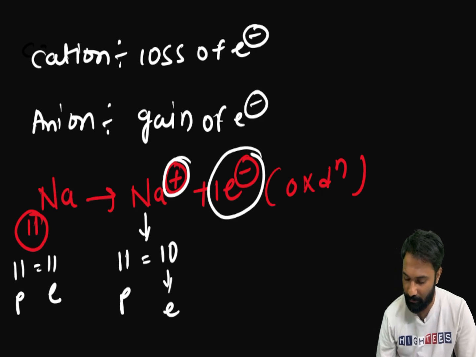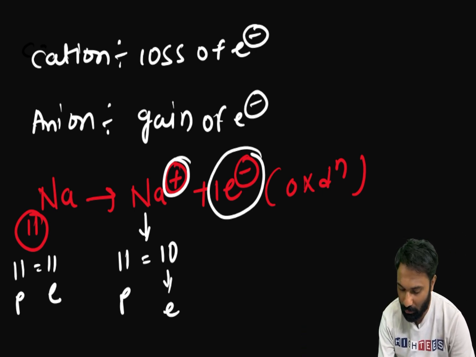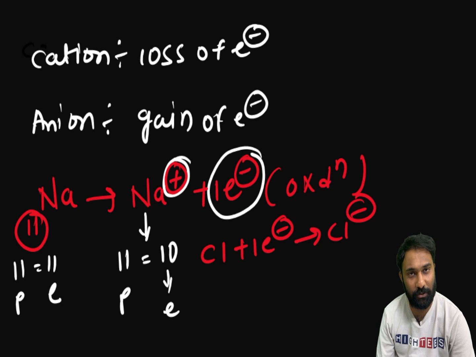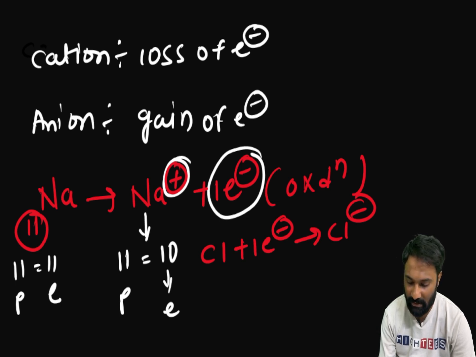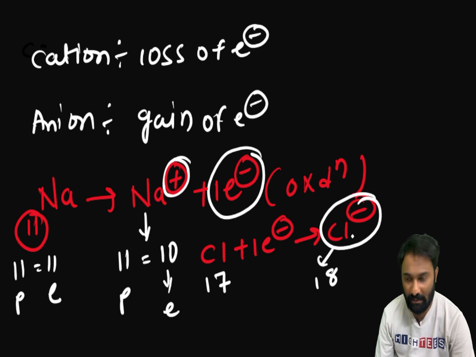Now when it comes to gain of electrons, how do we write it? Better we'll go with Cl. This is Cl. By taking 1 electron, it will be converted into Cl minus. Before this, Cl has how many electrons? 17 protons and 17 electrons. By taking 1 electron, now how many electrons are there? Total 18 electrons. And this process we call reduction.